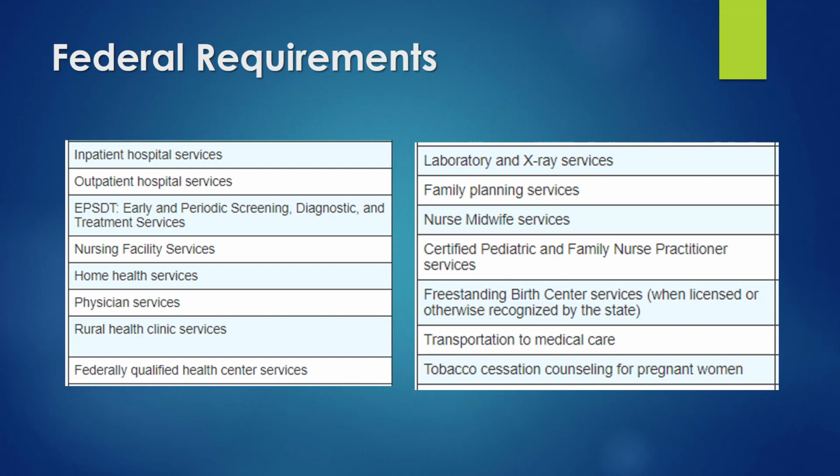An example of federally required services are typical services that you might find in a private health insurance policy such as Blue Cross or Blue Shield. They are things like inpatient and outpatient hospital services, home health services, physician services and visits, health clinic services, certified pediatric family nurse practitioner services, and nurse midwife services, and laboratory and x-rays. All items that are available for medical treatment and covered under typical private medical insurance.